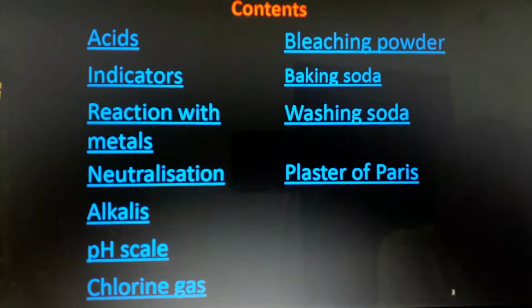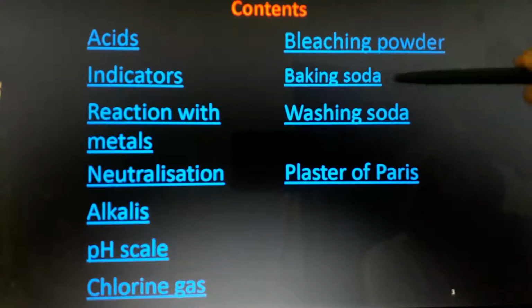Next are some of the uses of some chemicals which we are using in daily life. Especially one is chlorine gas. What are the uses of chlorine gas? How it is used in industries and all. That's another 2-mark question. Bleaching powder, baking soda, washing soda, and plaster of Paris. All these things are important.